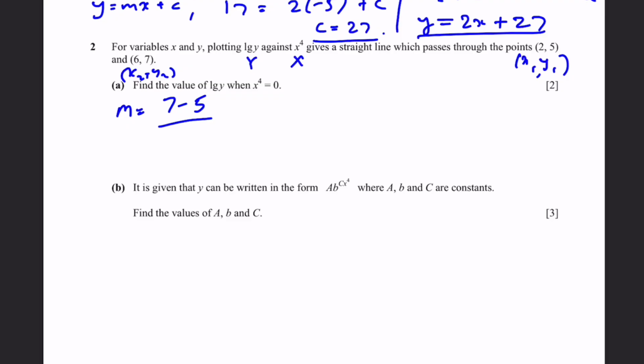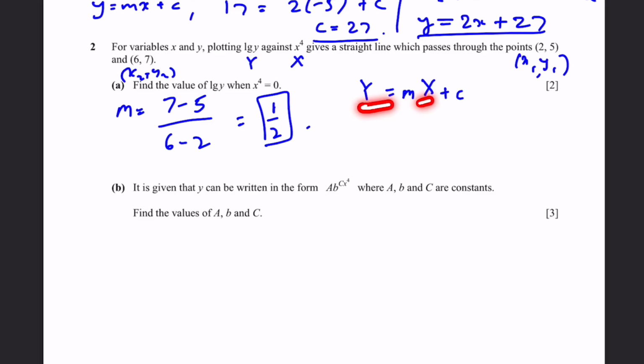And when you do that, we get half as our gradient. And now we can substitute this into y equals mx plus c, but in this case I've written capital Y and capital X because this is what forms a straight line. Only when we plot capital Y, which is log y, against capital X, which is x to the power 4, it gives a straight line.